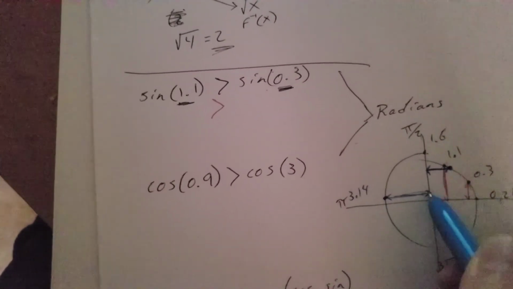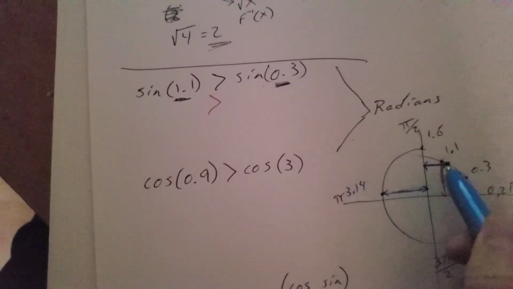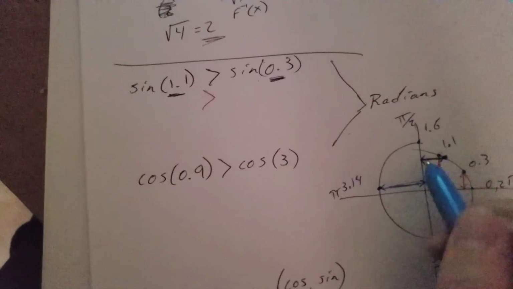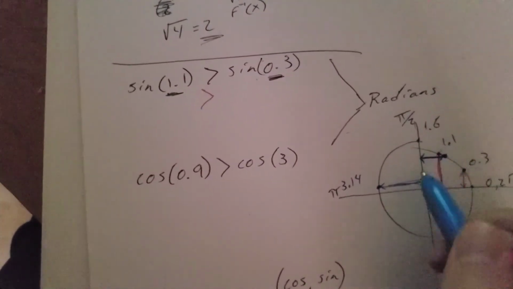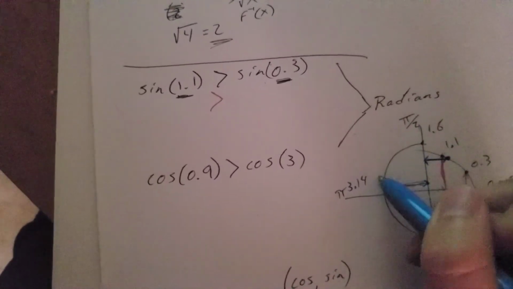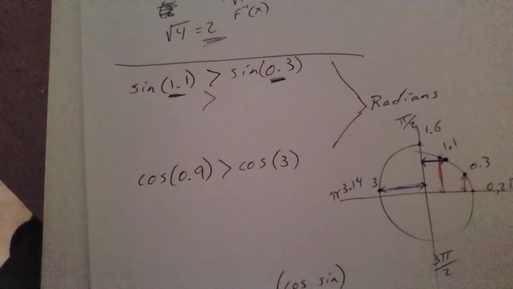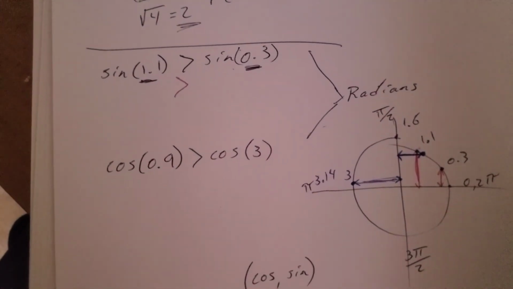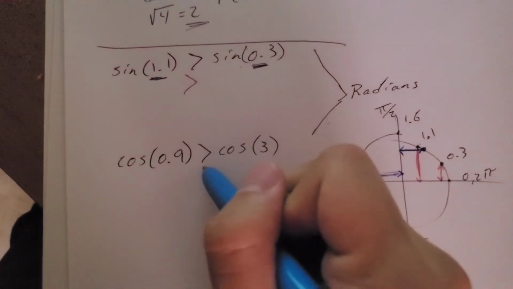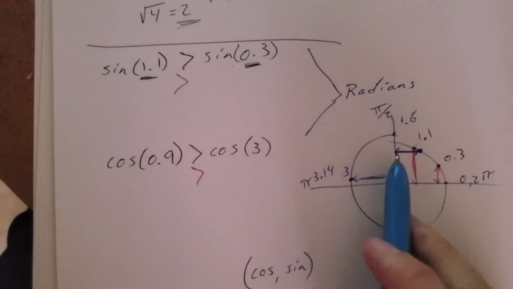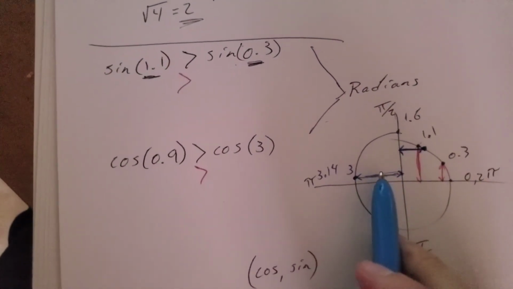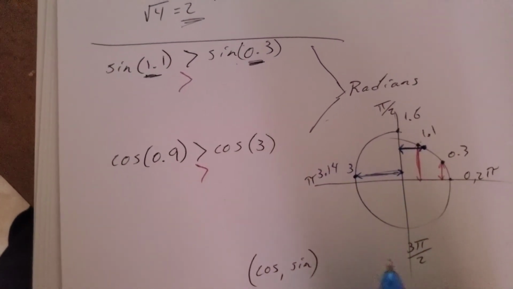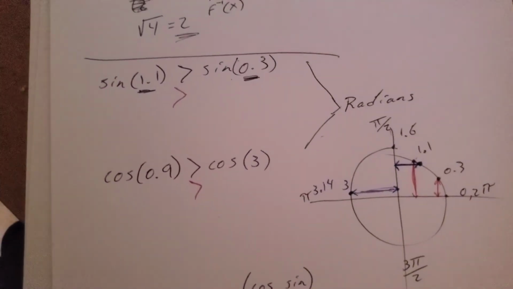I know that the length of this is bigger and the length of this one's shorter, but this one's positive. 0.9 is positive, and at 3, this is negative. So that is the answer. That's why this one's also bigger, because this is a positive value and this is a negative value. And that's it. That's the whole study guide.